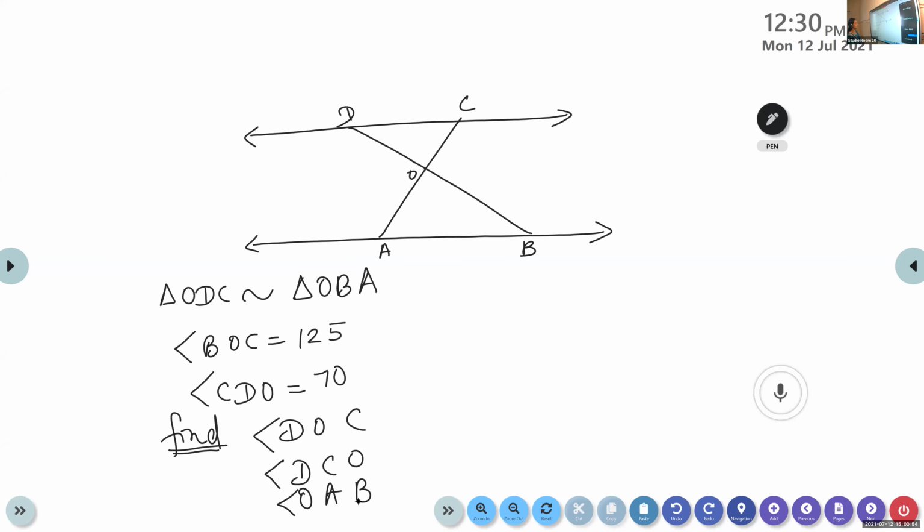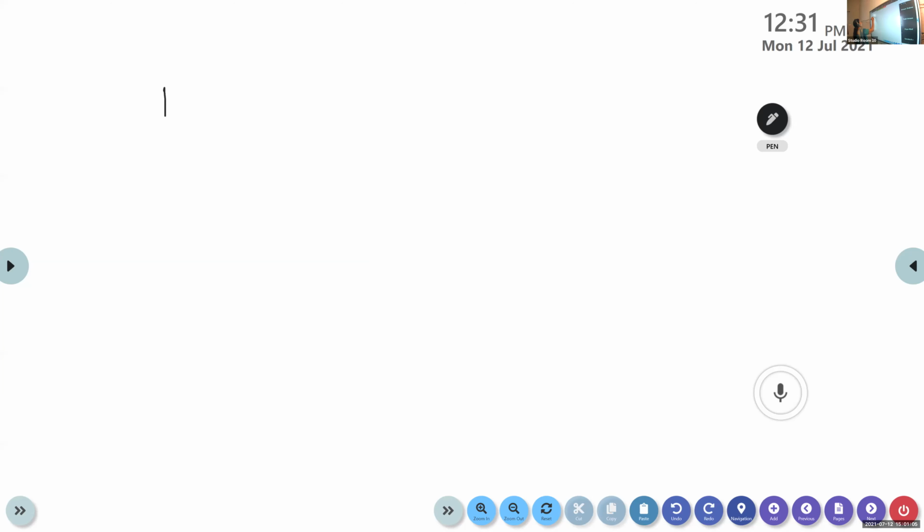Okay, now look at this, children. Triangle ODC is similar to triangle OBA. Before solving this question, children, I'll give one important point. Write it in your notebook. Write this as a note.